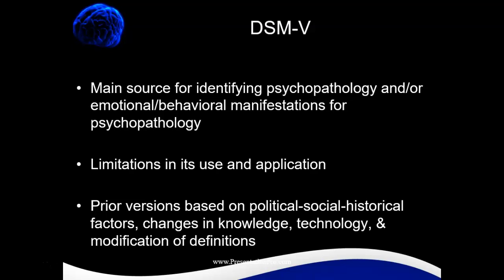And so we know that there's limitations in the use and application of the DSM-5, and it changes. And oftentimes, again, based on political, social, historical factors, those changes also occur. And so we know that it's a moving target. Technology also has changed how we look at disorders. Understanding of the brain, how the brain functions, has also enhanced our knowledge. And so you will see changes in how we classify, categorize, and describe the symptoms of disorders when we know more about the brain and people in general through technological advances.